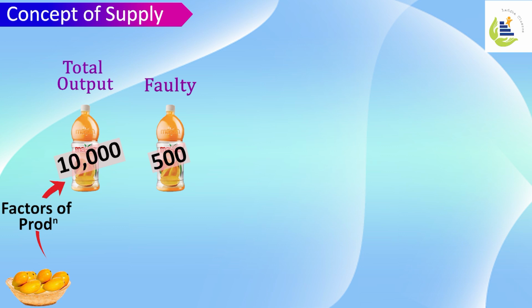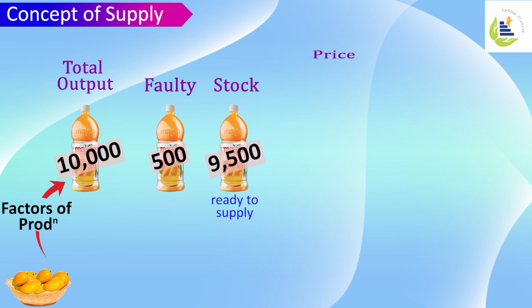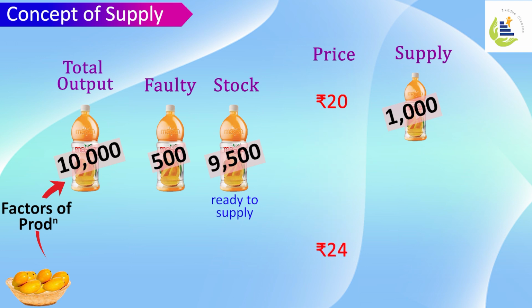So what do I understand? Now my production, the total output, is 10,000. In my stock, I have around 9,500 bottles, which I'm ready to supply whenever the market demands. So at a price of 20 rupees per bottle, I send 1,000 bottles to the market. As the summer season comes close, the price goes from 20 to 24 rupees, and I send around 3,000 bottles. So out of stock, the supply has been created at a given price where the producer is willing to supply in the market.